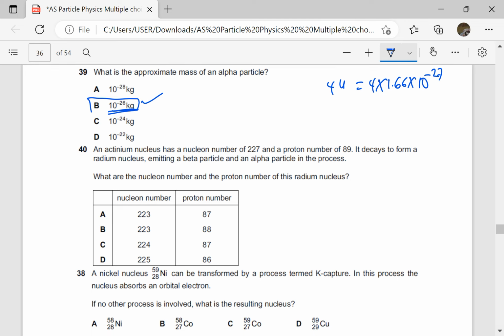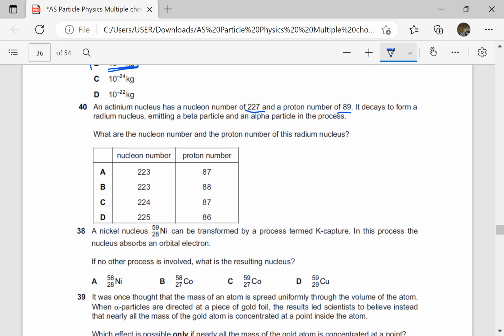An actinium nucleus has nucleon number 227 and proton number 89. It decays to form a radium nucleus, emitting a beta particle and an alpha particle in the process. What are the nucleon number and proton number of the radium nucleus? So, actinium, I don't know the symbol, maybe it is Ac, 227. Proton number is 89. Decays to form radium. I think radium is Ra. We don't need these symbols, they are for chemistry. We just need to know how to deal with these nucleon numbers and proton numbers.